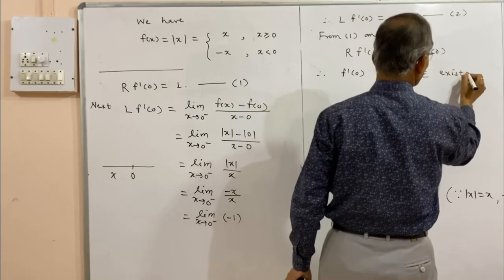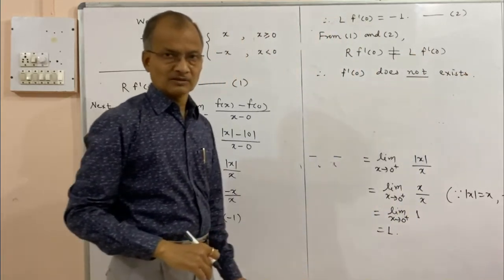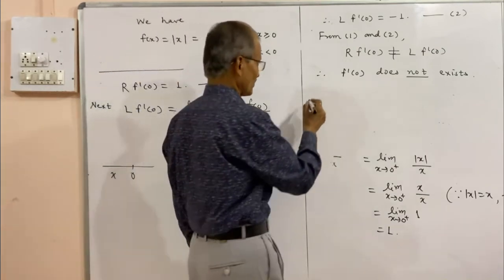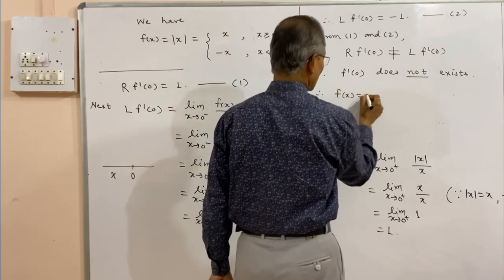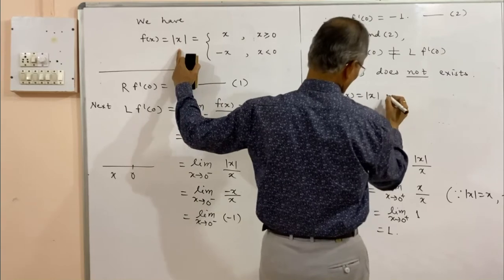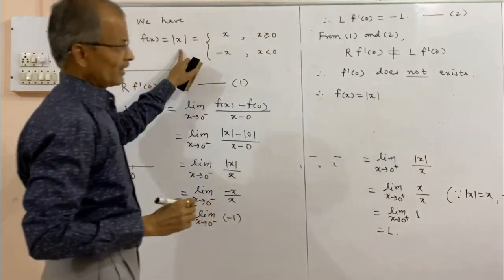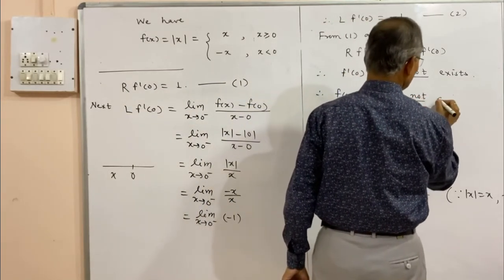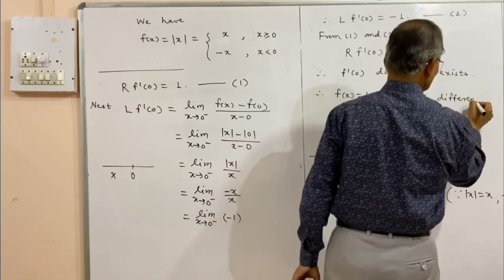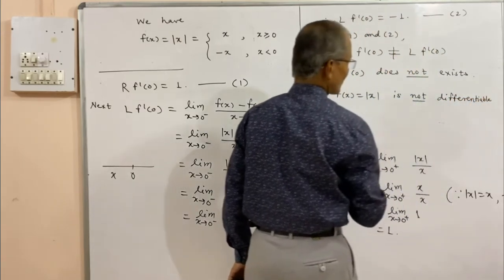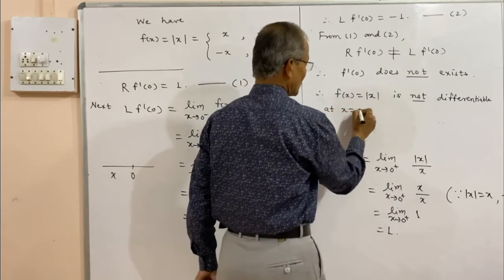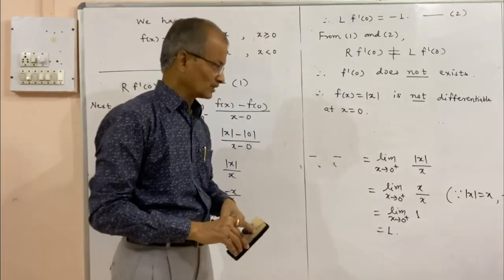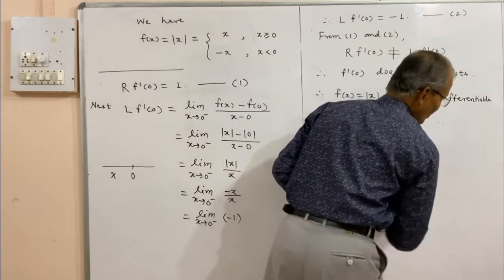When it exists, if these are equal, then it exists. And f dash 0 does not exist means f x is not differentiable at x equal to 0. So therefore f x, and f x is mod x, does not have the derivative. f x is not differentiable at x equal to 0. And thus mod x is continuous. We have seen earlier it is continuous, but it is not differentiable. And therefore a continuous function may not be differentiable.